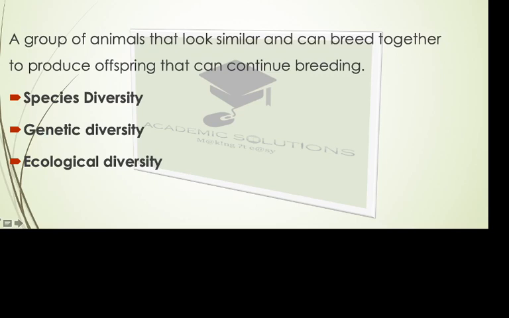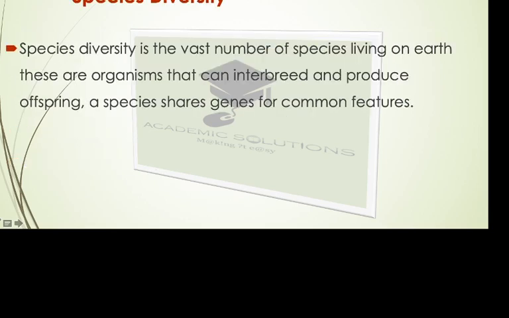okay, genetic diversity, as well as ecological diversity. Difference in animals, difference in genes, as well as differences in the environment. So, species diversity is a vast number of species living on Earth. These are the organisms that can interbreed and produce offspring. Species share genes for common features.